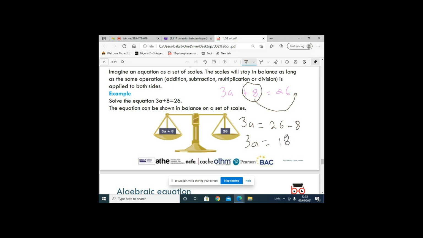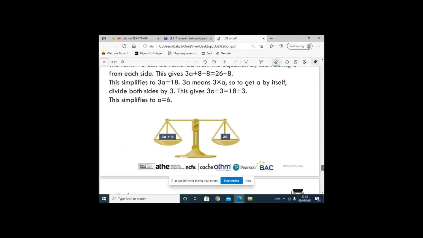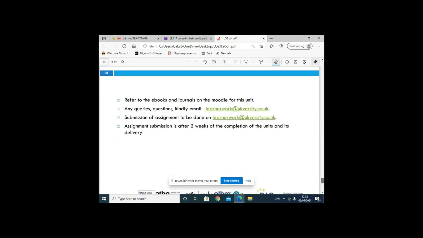18. Then it says 3a. That means what number can you multiply by 3 that is going to be equal to 18? So what you will do is you will now do 18 divided by 3. So it gives you 6. That's it. So that means that a is 6. Can you see a is 6? So that is it now.